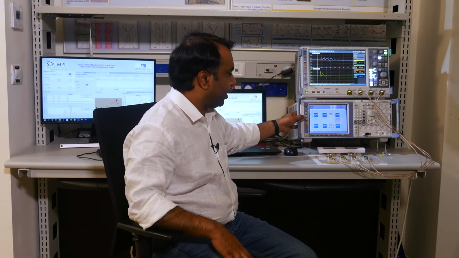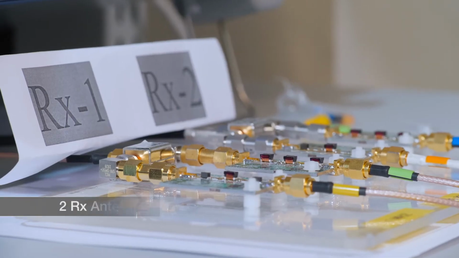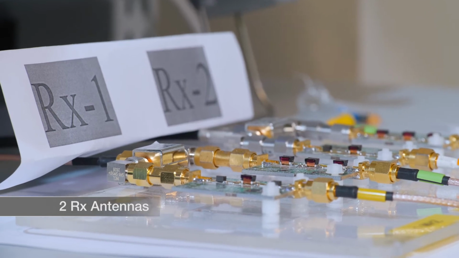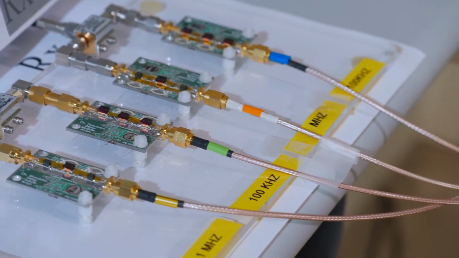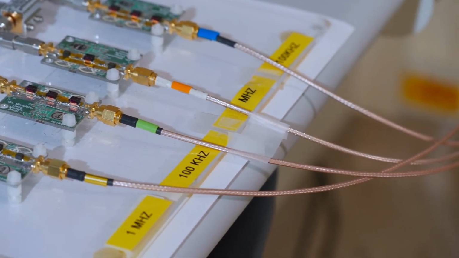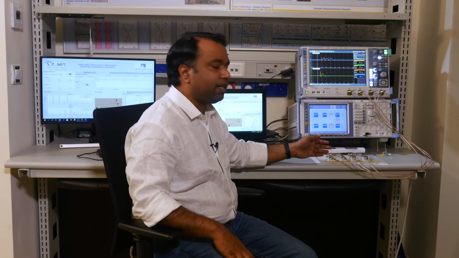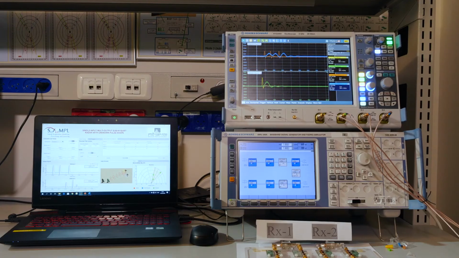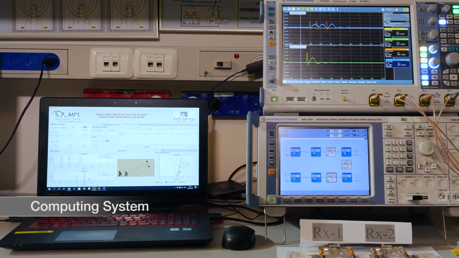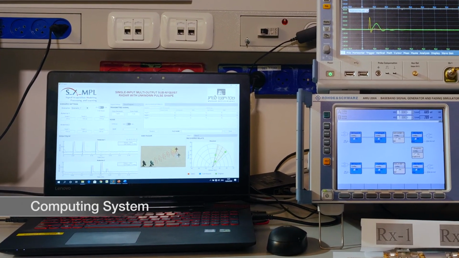Received signal from the targets is passed through two receive antennas, RX1 and RX2. Both the receive antennas have two channels, one operating at a Nyquist rate of 1 MHz and another operating at a sub-Nyquist rate of 100 kHz. Once the signals are received and sampled at Nyquist and sub-Nyquist rate, they are passed through a system. At the system, we combine the signals from the two channels and apply an iterative algorithm to estimate the time delays and the amplitudes.